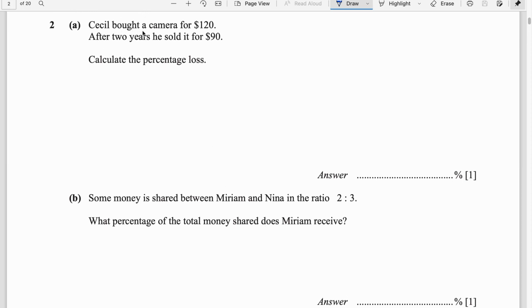Question 2. Cecil bought a camera for $120. After 2 years, he sold it for $90. Calculate the percentage loss. So 120 minus 90 is 30. And he lost 30 on 120 times 100, which is 25% loss.